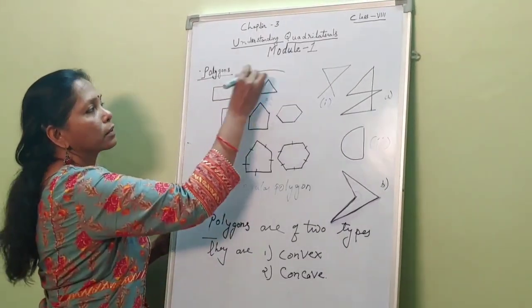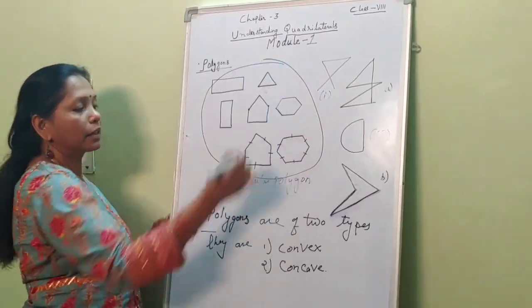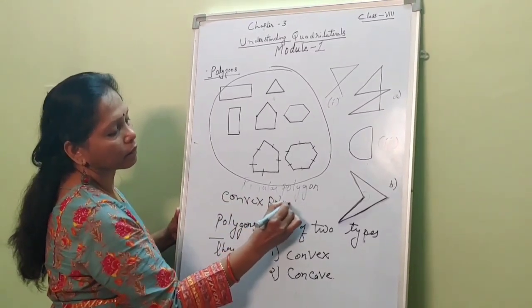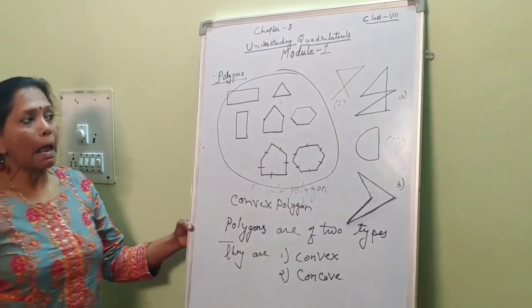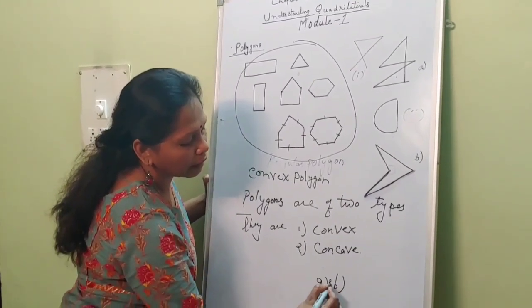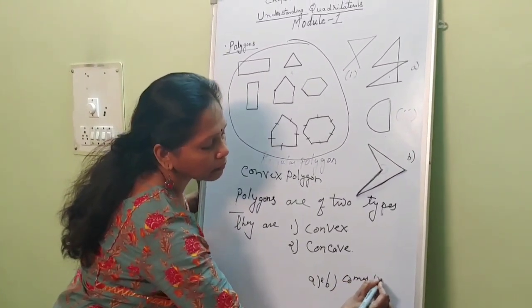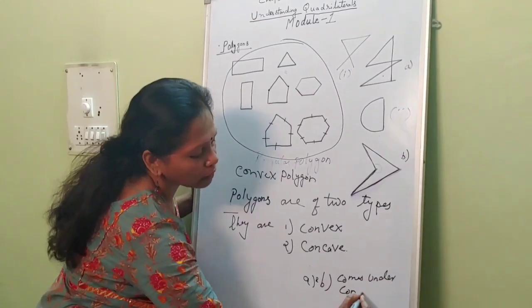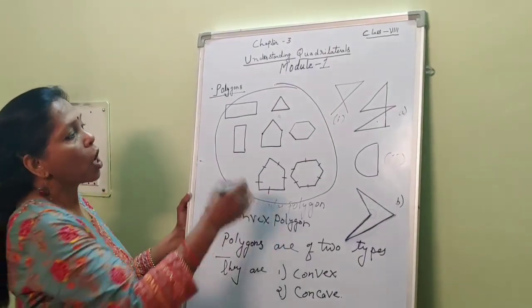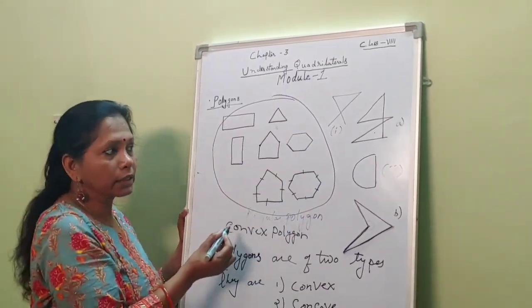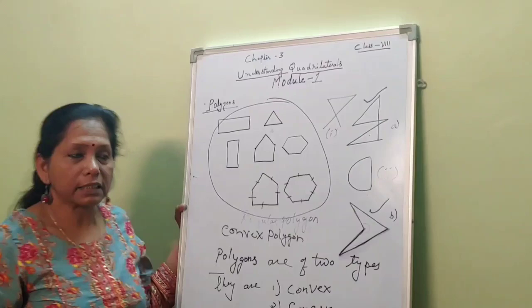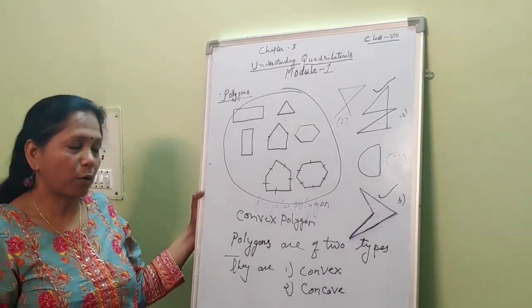So all these polygons come under convex polygon. But these two, that is A and B, come under concave polygon. All these polygons are convex polygons, whereas these two are concave polygons. Now I'll tell you why they are called concave polygons.